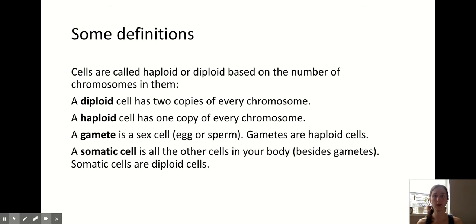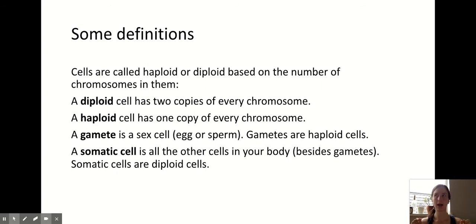So a normal cell that's going through interphase in your body is diploid. It's got 1 egg copy, 1 sperm copy of each chromosome. A haploid cell has 1 copy of every chromosome. So a skin cell or a blood cell wouldn't be haploid. The only time a cell is going to be haploid is an egg or a sperm.